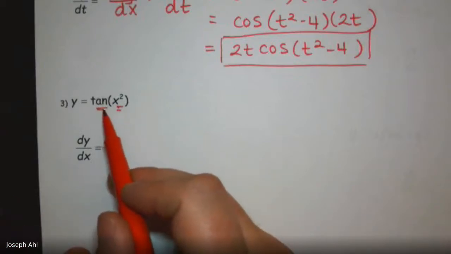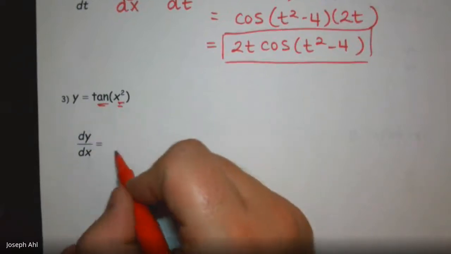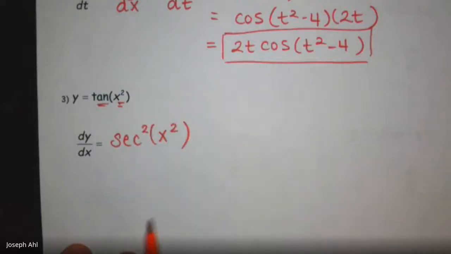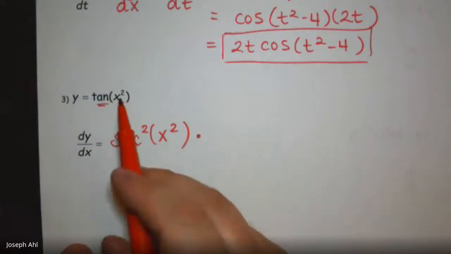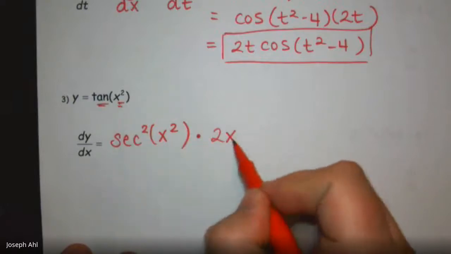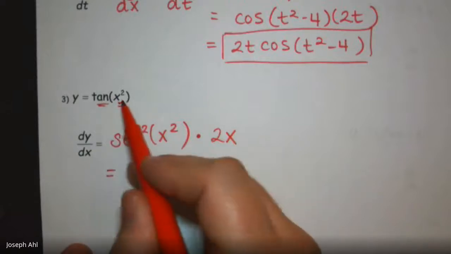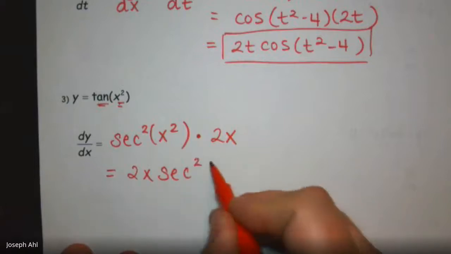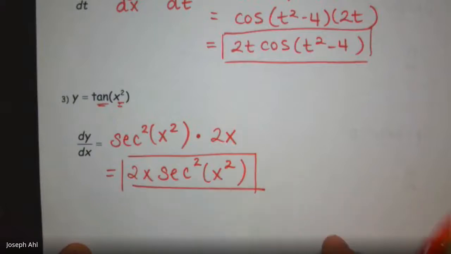So hopefully you're remembering that the derivative of tan is secant squared. So to find dy/dx in this case, you're going to write secant squared of the inside, so keep the inside the same. And then the last step is to multiply it by the derivative of the inside, which is pretty easy in this case, just 2x. So the derivative of tan of x squared is 2x secant squared of x squared. And that's it, we're done.